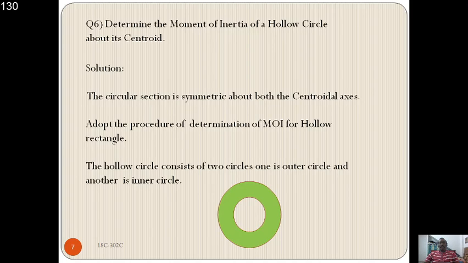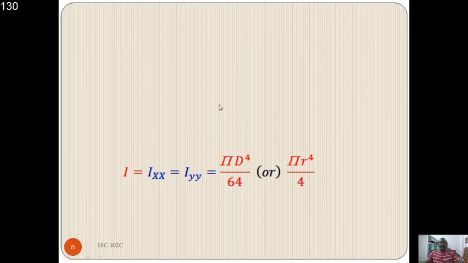We can also call it a pipe or tube. The circular section is symmetric about both the centroidal axes. Adopt the procedure of determination of moment of inertia for a hollow rectangle. The hollow circle consists of two circles, one is the outer circle and another is the inner circle. This one is the outer circle. This is the inner circle. So we have two radii or two diameters for the same thing.